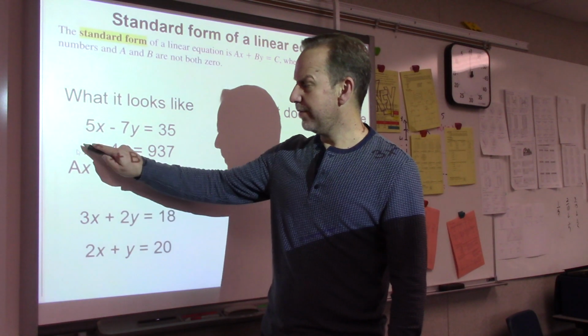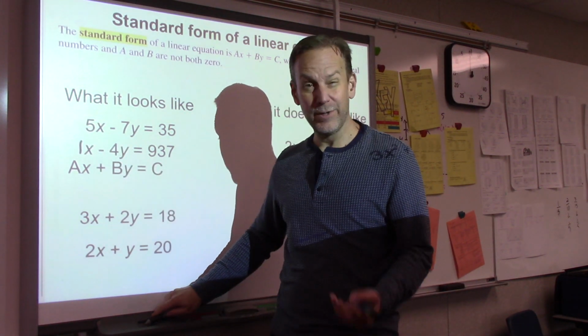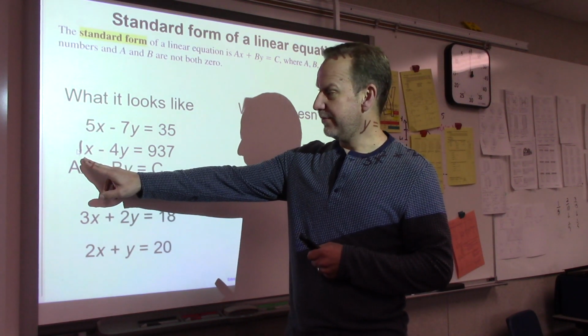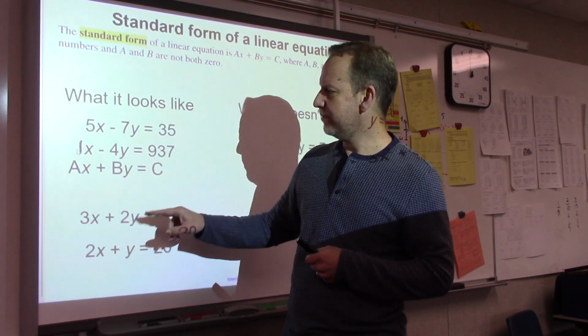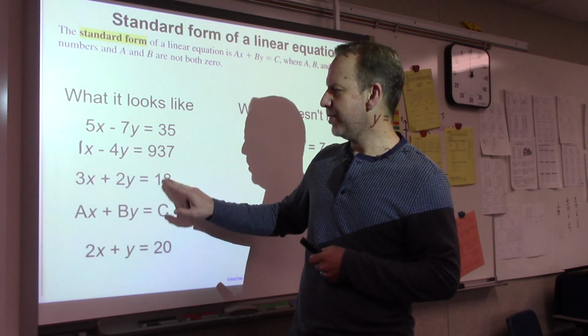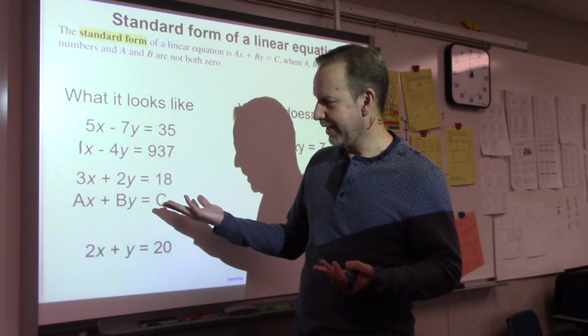Well, we know that whenever there's not a number on the x, we just have the coefficient of a 1 hanging out in front of it. So this definitely is a is 1, b is negative 4, c is 937. Bring it up to this one. This is a pretty standard one that looks exactly like it.